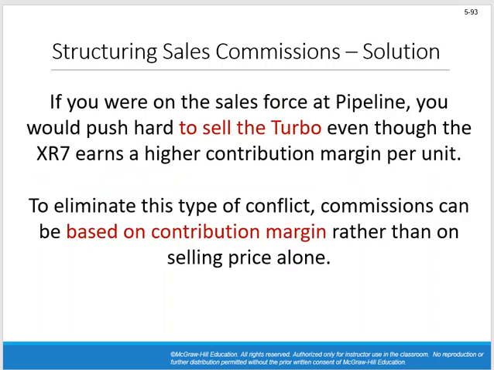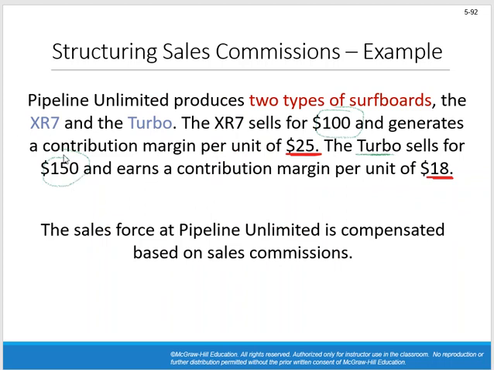But is that really a good idea? If you were on the sales force at Pipeline, you would probably be pushing hard to sell the Turbo, even though the XR7 earns a higher contribution margin per unit. To eliminate this type of conflict, commissions can be based on CM rather than on selling price alone. So if they changed their commission structure, and said, no, it's not based on sales dollars, you're going to receive a commission based on how much contribution margin you bring into the company, now which unit are you trying to sell? Now you'd be focused on selling the XR7, which would be more profitable for the company.